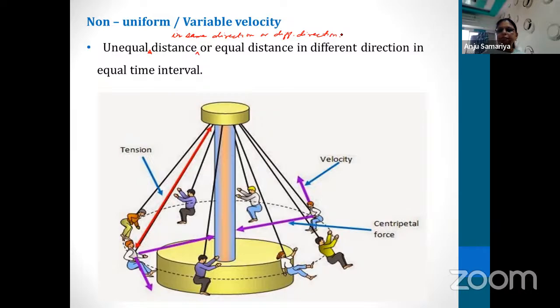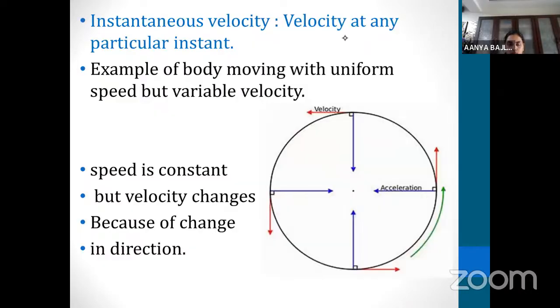Clear? Okay. Now, again, since it is non-uniform velocity, we will have instantaneous velocity. Uniform velocity means everything remains constant, so the instantaneous velocity also remains constant. But only in the case of non-uniform velocity, we have instantaneous velocity. So velocity at any particular instant will be the instantaneous velocity.